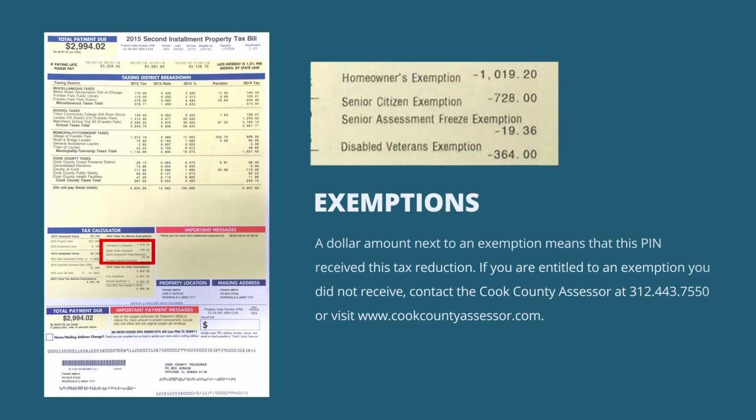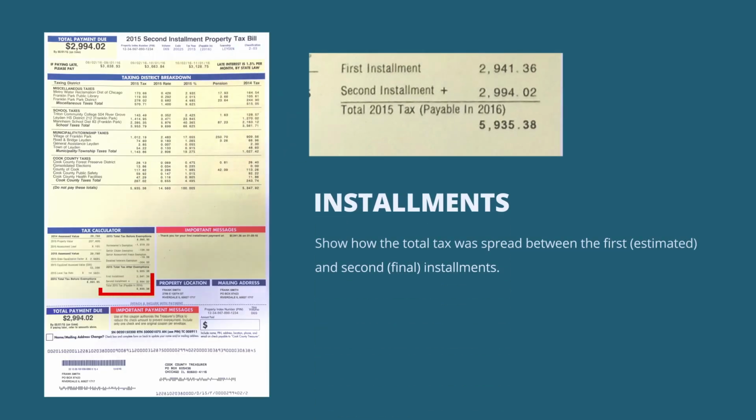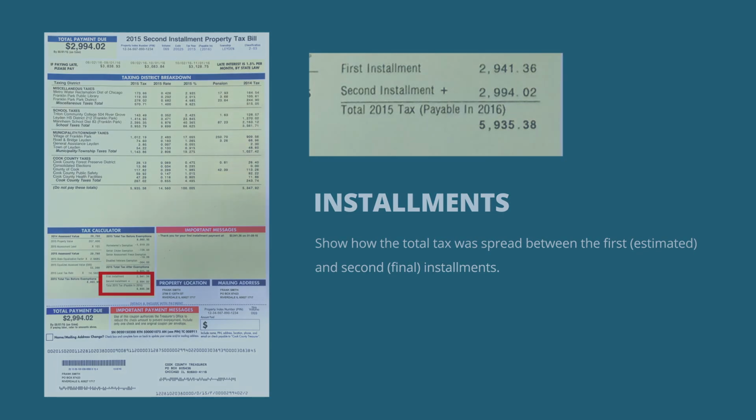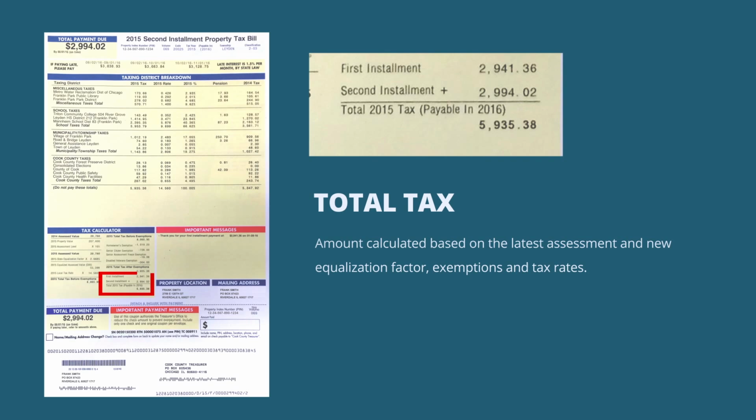If you are entitled to an exemption you did not receive, contact the Cook County Assessor at 312-443-7550 or visit www.cookcountyassessor.com. Installments show how the total tax was spread between the first estimated and the second final installments. Total tax. Amount calculated based on the latest assessment and new equalization factor, exemptions, and tax rates.